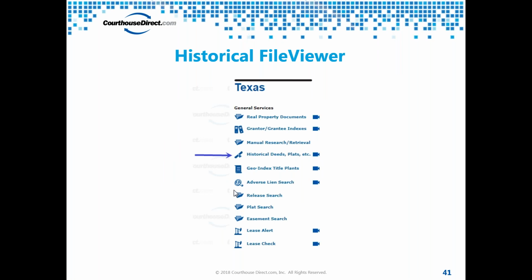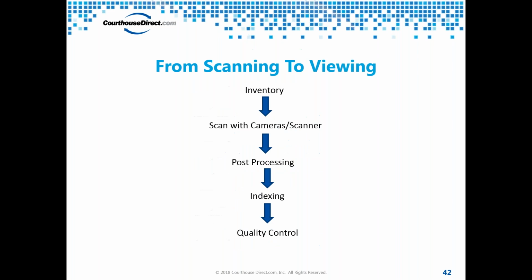So that kind of covers the GIS. I want to jump into the historical file viewer area. And to get into the file viewer, there's a couple ways to get there, but along the left-hand side, if you see Texas, you'll see the button that says historical maps and plats.